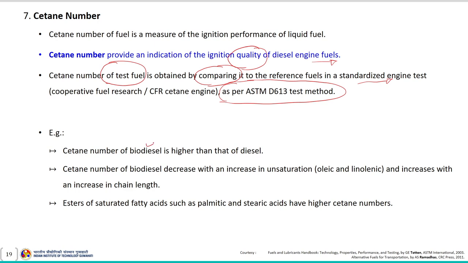And this cetane number of the biodiesel is higher than that of the petroleum diesel. If the percentage of oleic and linolenic in the biodiesel increases, then eventually it decreases the cetane number of the biodiesel, and it increases with increase in the chain length. Since biodiesel is a mixture of the saturated and the unsaturated fatty acids, the esters of the saturated fatty acids such as palmitic and the stearic acids have higher cetane numbers. So proper mixture composition of unsaturated fatty acid and saturated fatty acid needs to be maintained in the biodiesel sample during its preparation so as to obtain an optimum cetane number.